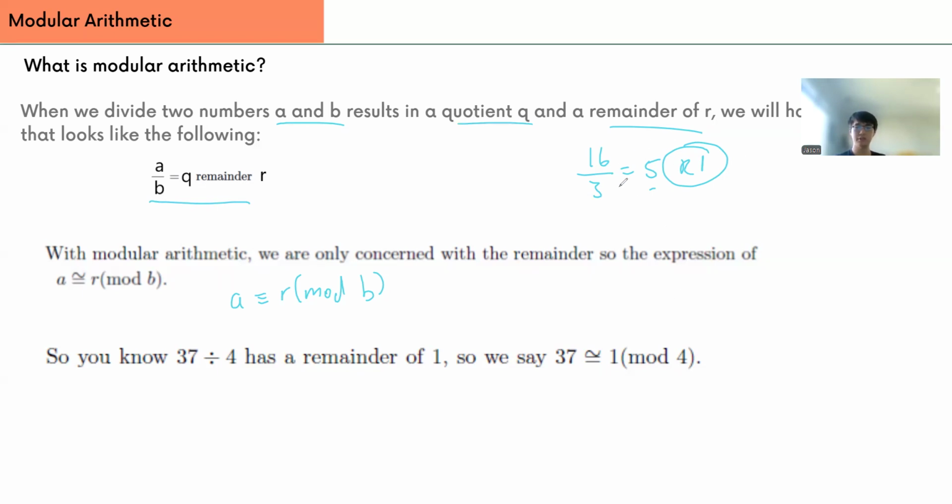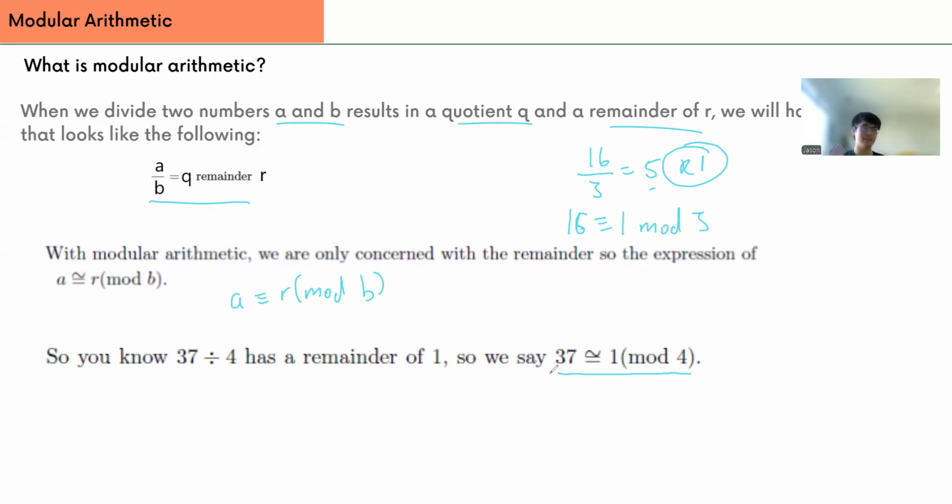In this example, we have 16 is congruent to 1 mod 3. Notice that the 5 is not in here, because we don't care about how many times the 3 goes into it, just the remainder. What this equation is saying is 16 has a remainder of 1 when you divide by 3. In the general form, A has a remainder of R when you're dividing by B. For example, 37 over 4 has a remainder of 1, so we say 37 is congruent to 1 mod 4.